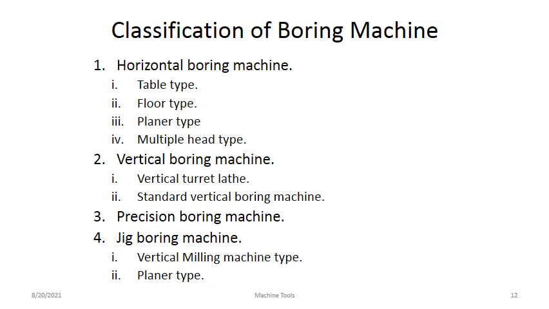And vertical boring machine again sub-classified into two groups. First one is a vertical turret lathe and standard vertical boring machine. And third point is a precision boring machine, and fourth point is a jig boring machine. So in that again classified into two groups. First one is a vertical milling machine type and planer type boring machine. So these are the four important types of machines used in the industries.